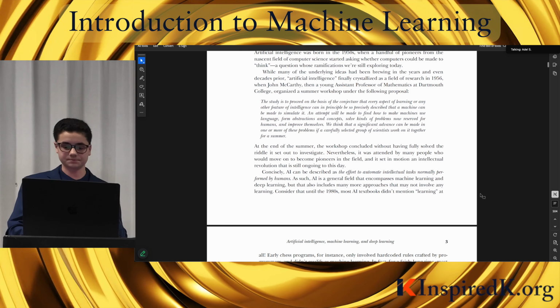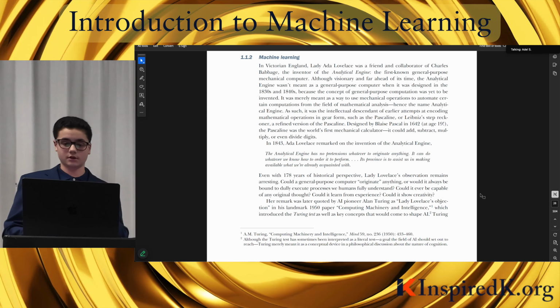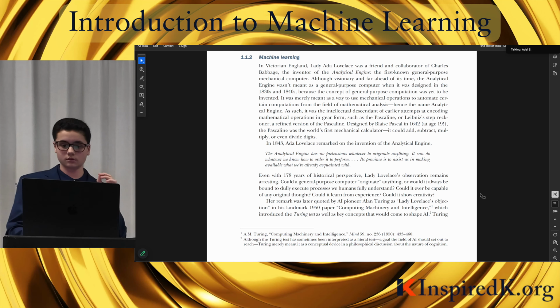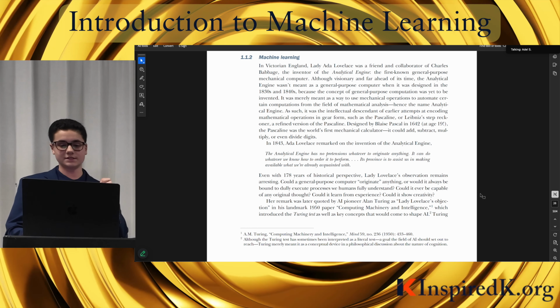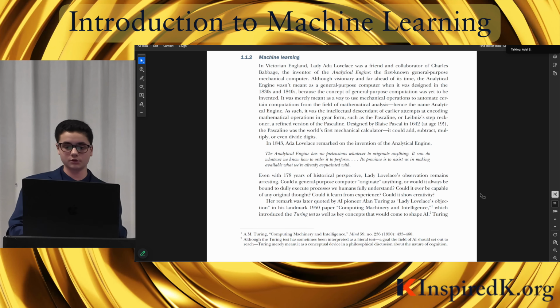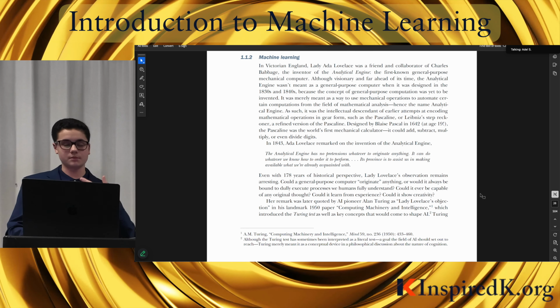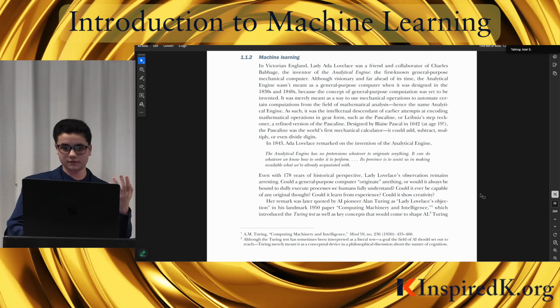Then in machine learning, there were two main people called Lady Ada Lovelace and Charles Babbage, who invented the analytical engine, which was the first of its kind computer that could process many different computations at a mathematical level. It was quite visionary.